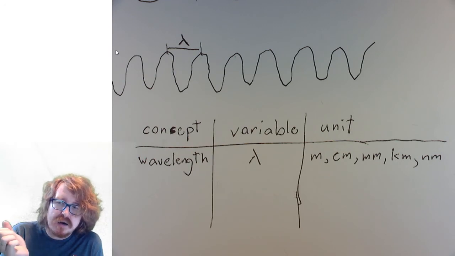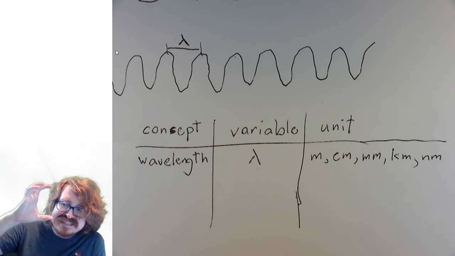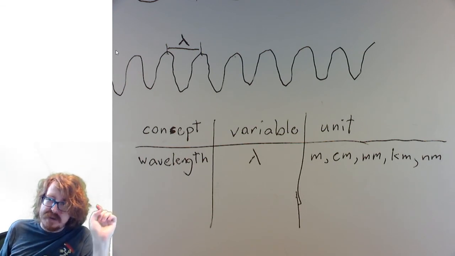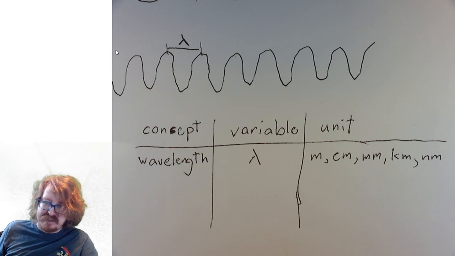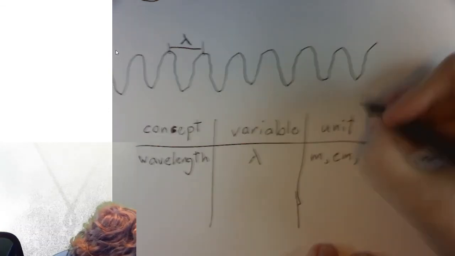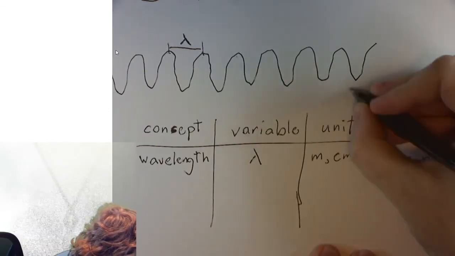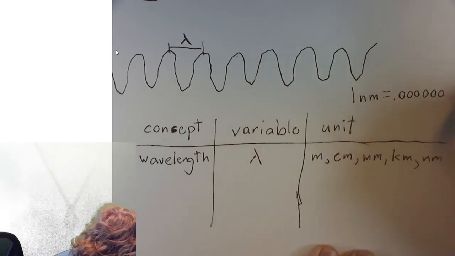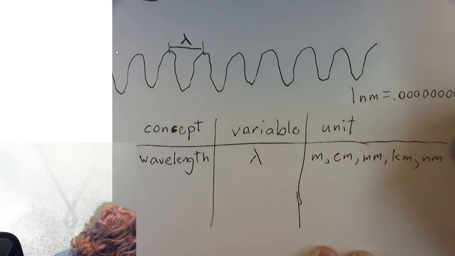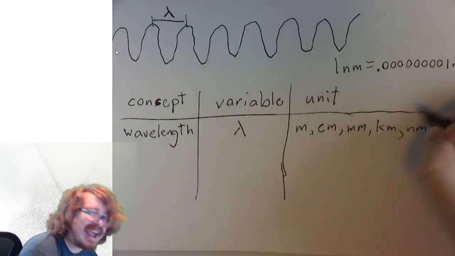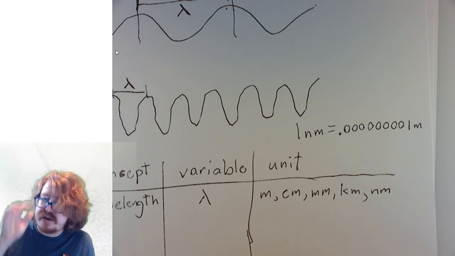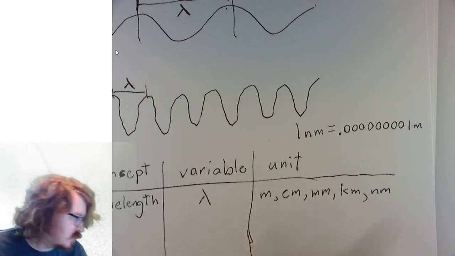Nanometers are 0.0, 8 zeros, and then 1 meters, okay? So 1 nanometer equals 0.0000001 meters. So when you think nano, think very, very small. Oops, that's coming off my page. Very, very, very, very small. Okay, so boom. So wavelength, that's wavelength.